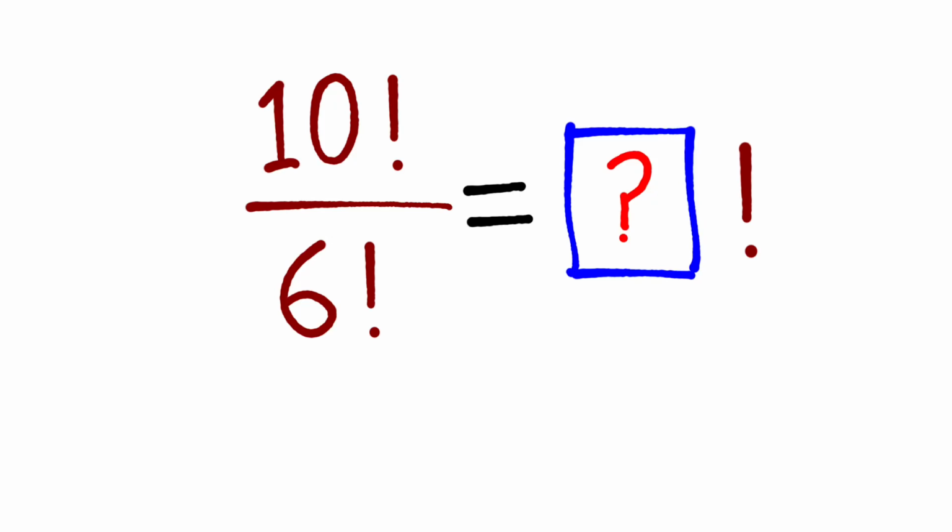Hi students, let's solve this interesting problem. It is a problem from factorial. So given 10 factorial divided by 6 factorial is equal to, what would be the solution? But we have to find a solution in terms of a factorial number.